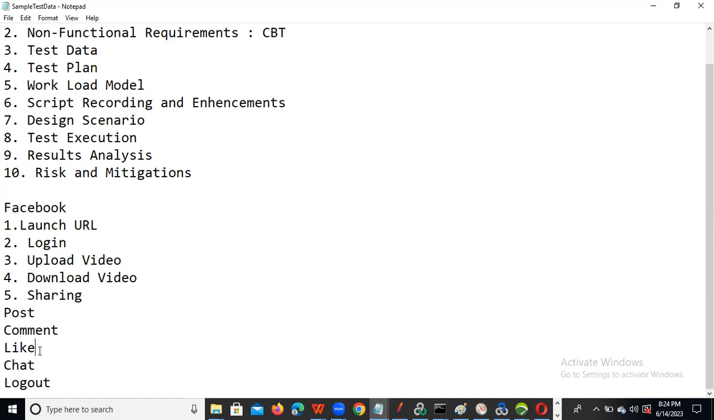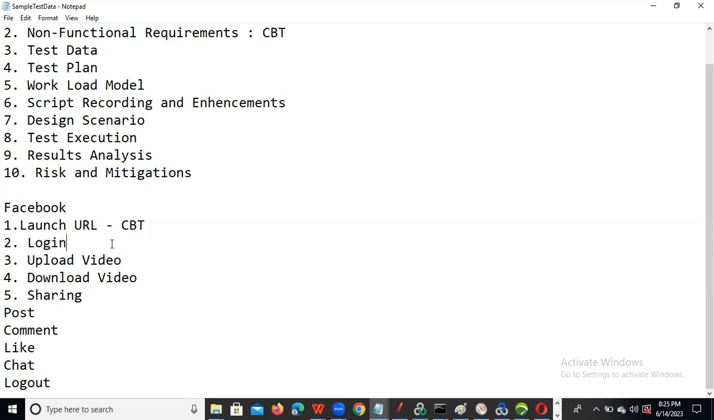If like is a critical business transaction, it happens within milliseconds, right? And at a time all users will not like. One user will like, and after one hour, one more user. So this is not a critical business transaction. So do we need to test that scenario? No, right? Because whatever the critical business transactions are, those only you need to test.